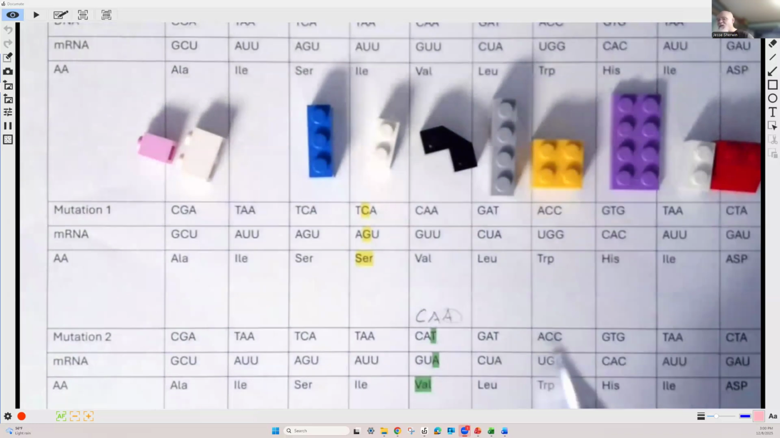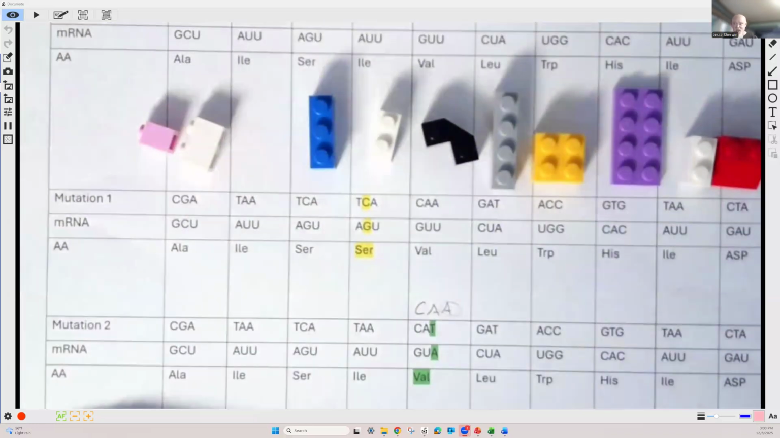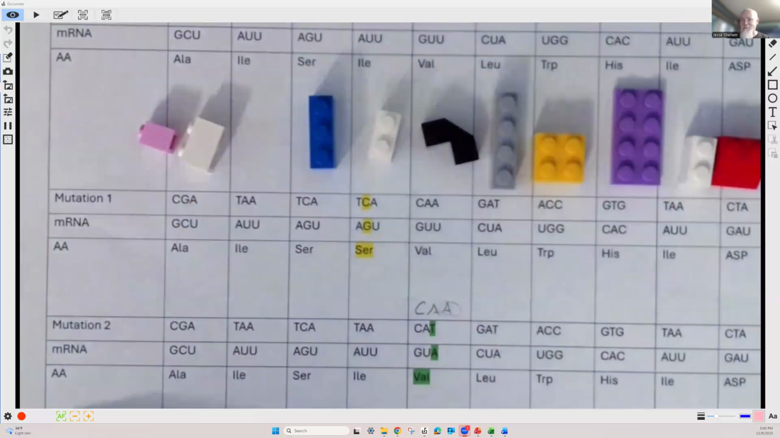All right. So hopefully this is interesting to look at. Again, I'd love to have you guys play with the Legos in person, but this is just a quick snapshot about mutations and looking at the building blocks of life.